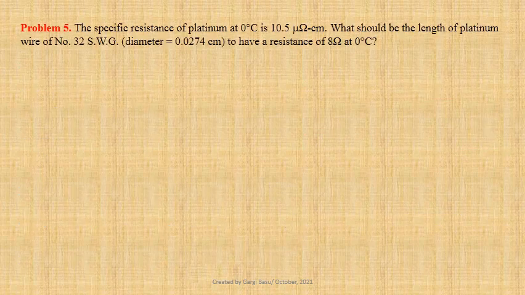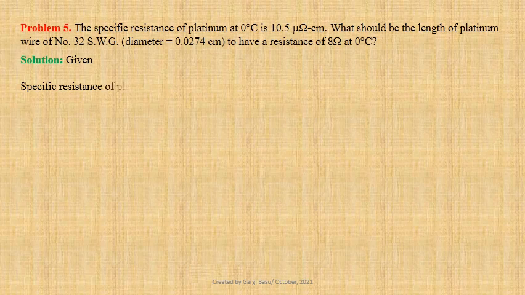The specific resistance of platinum at 0 degree centigrade is 10.5 microohm centimeter. We have to determine the length of platinum wire of number 32 SWG to have a resistance of 8 ohm at 0 degree centigrade. Given diameter of the wire 0.0274 centimeter. Let us first write down the given data.